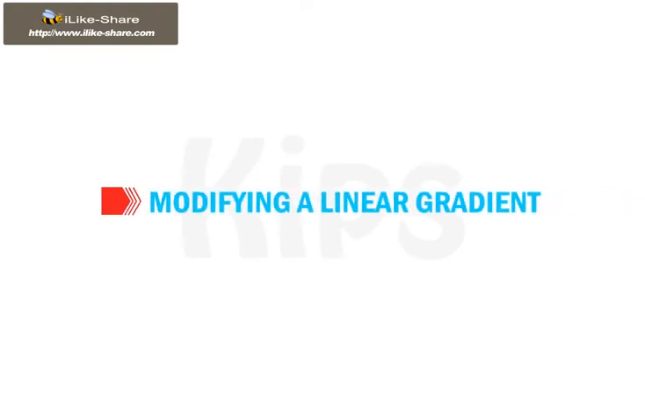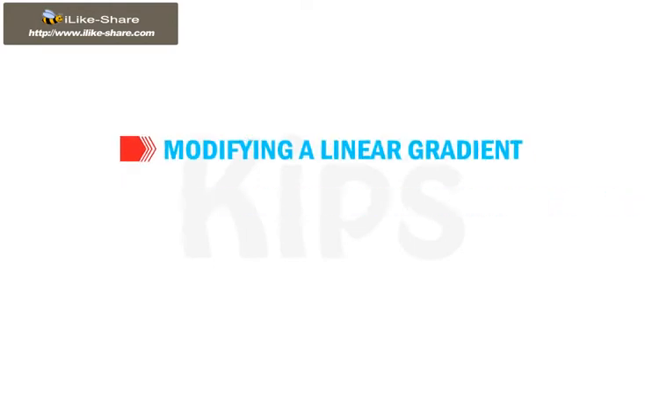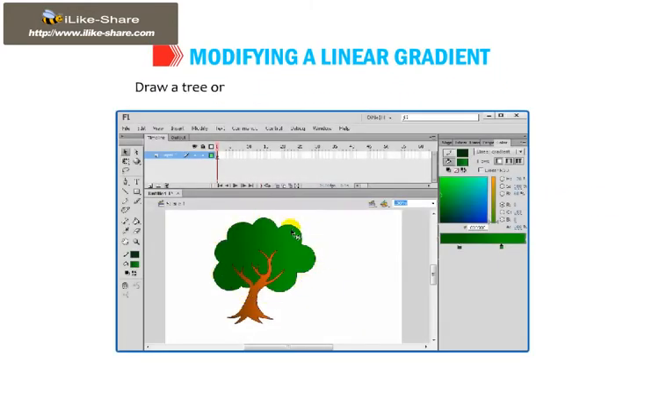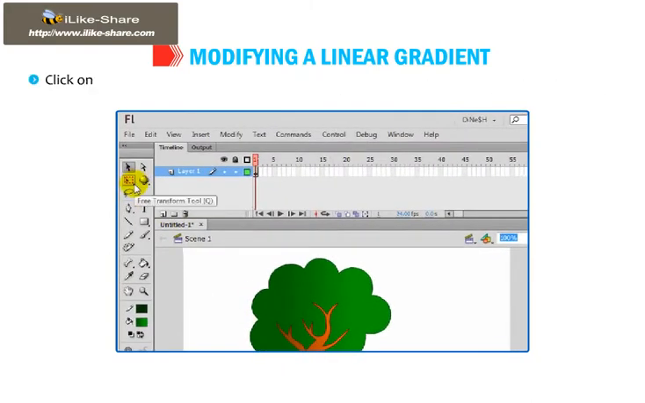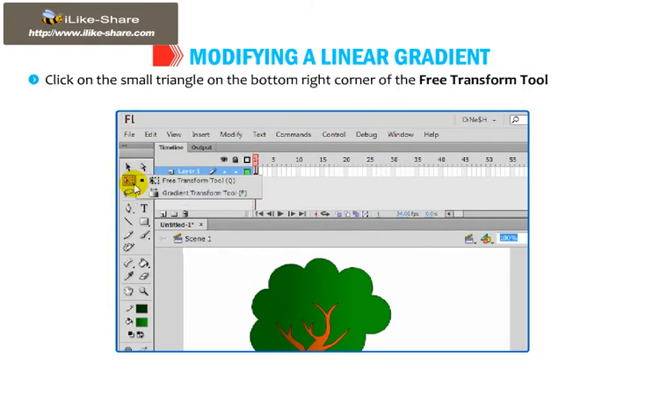Okay, now let us find out how to modify a linear gradient. Draw a tree on the stage and fill a linear gradient color in it. Let us now modify the gradient filled in the shape by using the Gradient Transform tool. Click on the small triangle on the bottom right corner of the Free Transform tool and select the Gradient Transform tool from the Tools panel.